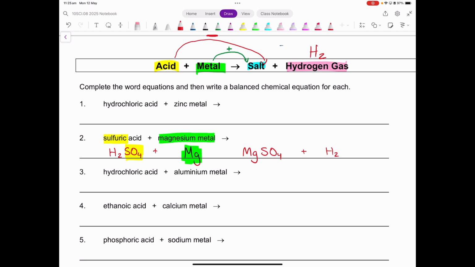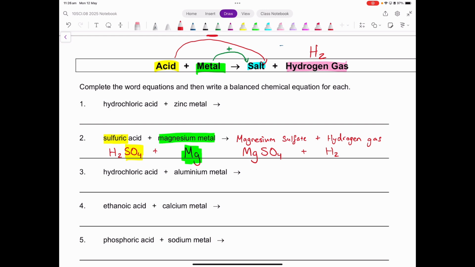Now, I apologize that I've done it a little bit backwards here, but now I'm going to write the names for these things. If we look at this salt, the thing that is made up of the metal and the negative part of the acid, its name is magnesium what? Sulfate. Great, so we're going to write magnesium sulfate plus hydrogen gas. But we have one final step here, everyone. What is our final step in order to make sure that this is all done correctly?